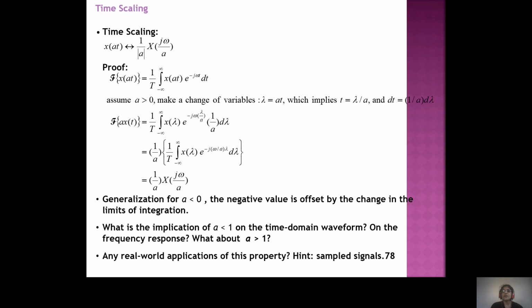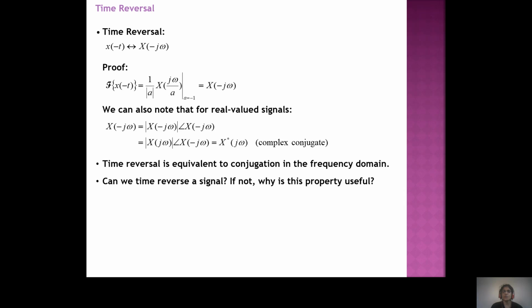This is about a less than 0: the negative value will be offset by the changes in the limits of integration. Next one is the time reversal property.